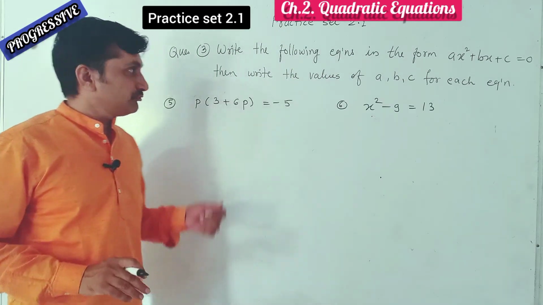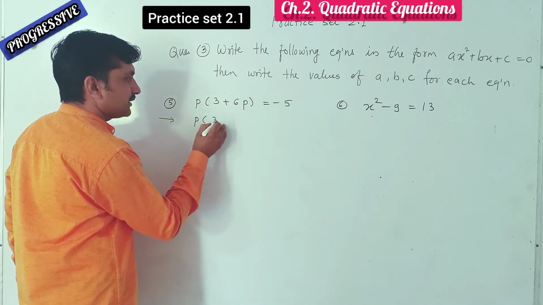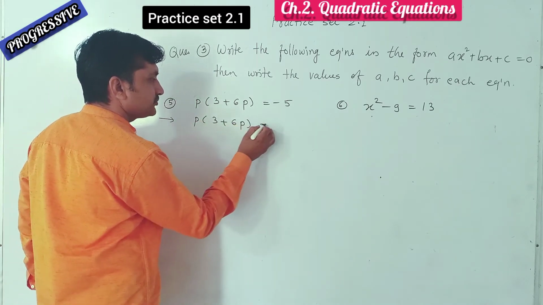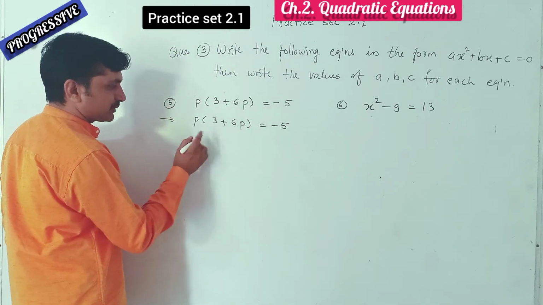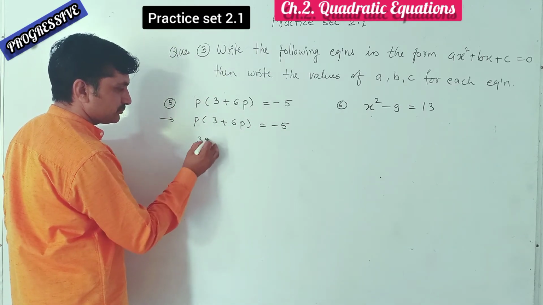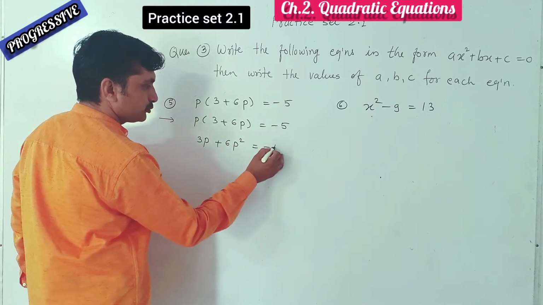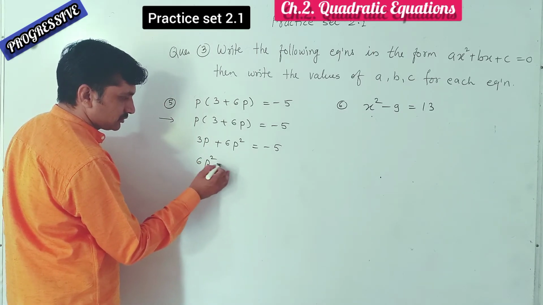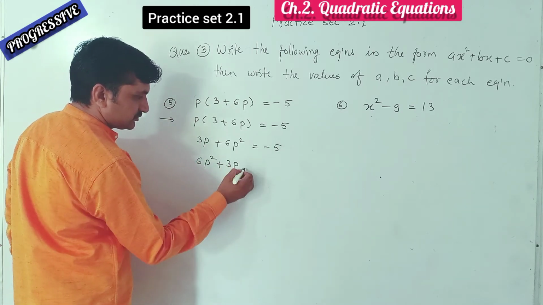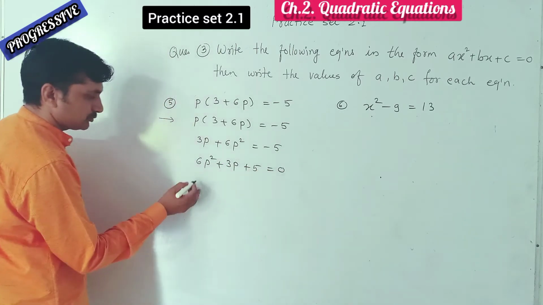Now the fifth example from this question. P in bracket 3 plus 6p is equal to minus 5. Now solve here. Multiply p to this bracket. P into 3 is 3p, plus p into 6p is 6p square, is equal to minus 5. Then write in standard form. 6p square first I write, then 3p, and this minus 5 will become plus 5, is equal to 0. It is standard form now.